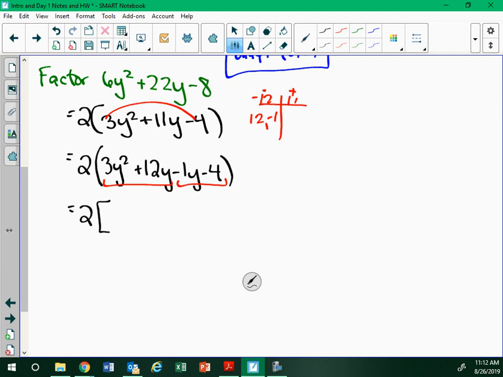I like to go and change the brackets just so I don't have so many parentheses. You don't have to, totally up to you. But that's what I like to do.